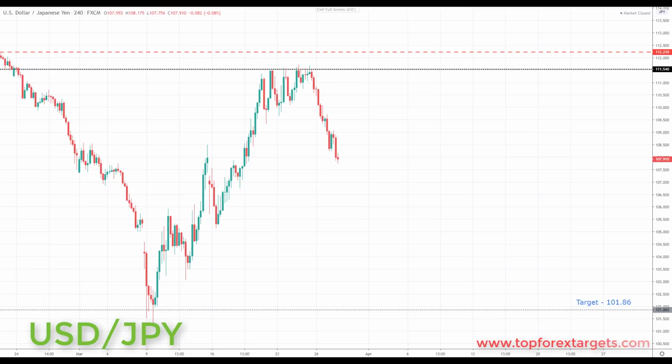So next market we're going to look at is US dollar Japanese yen. Now last week we highlighted the 111.540 as an area to start to look for a reversal to the downside in the US dollar Japanese yen. As you can see, we did get a nice reversal from this key area of resistance, broken support from the past, turning resistance at the 111.54.